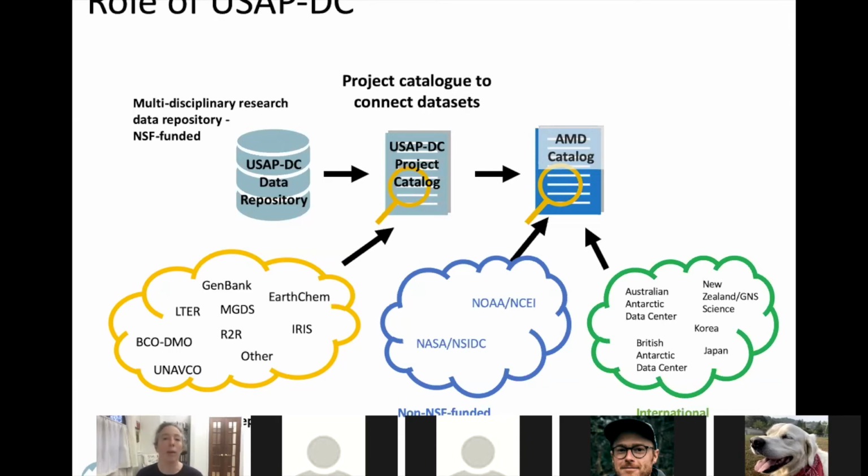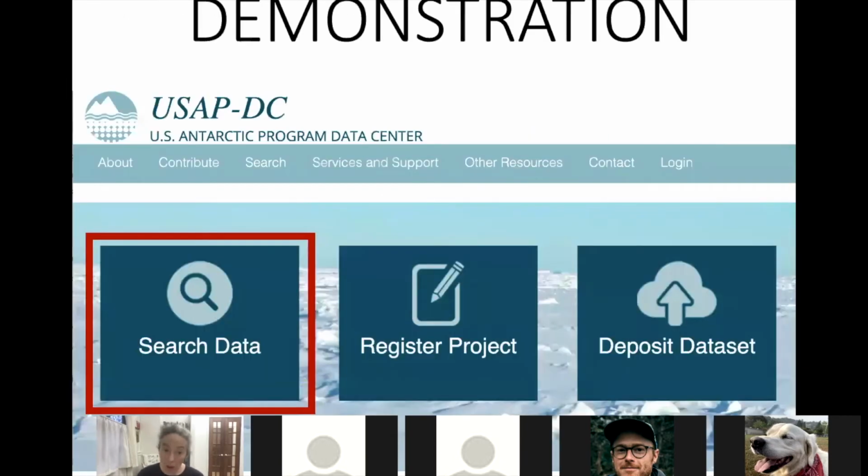So that's the link that you get at the very end of your reporting process. And so this whole corner of NSF funded work finds its way to the AMD through the USAP-DC project catalog. Hopefully that makes some sense in what you'll be interacting with and the kind of services that we provide. Because if it does, I will go ahead and start introducing the website to you.